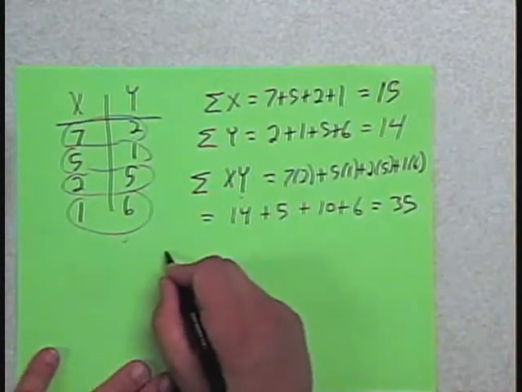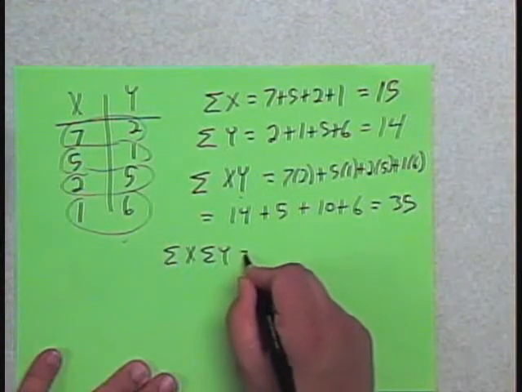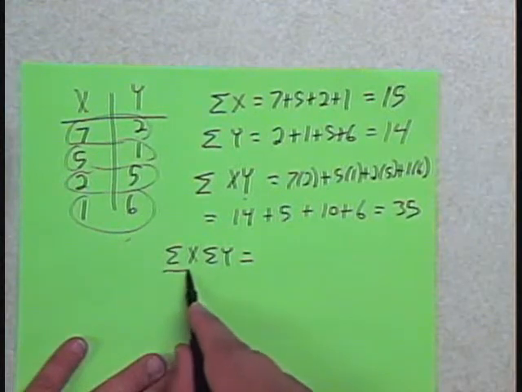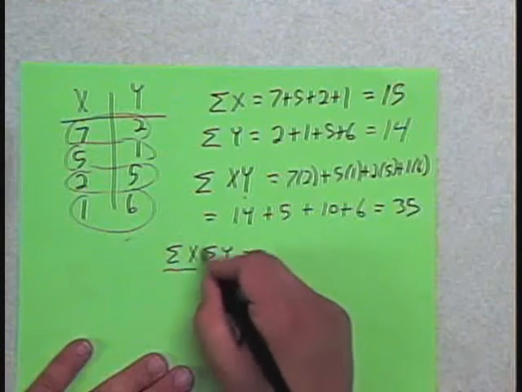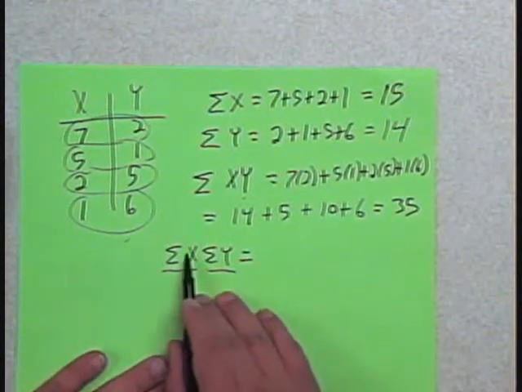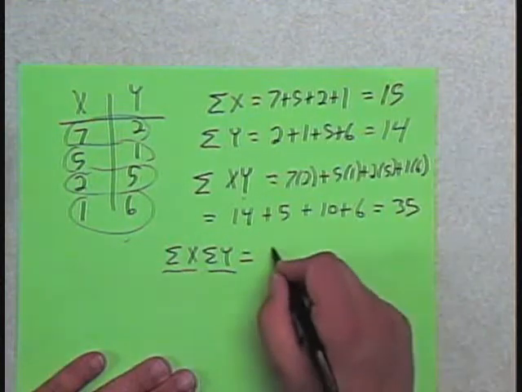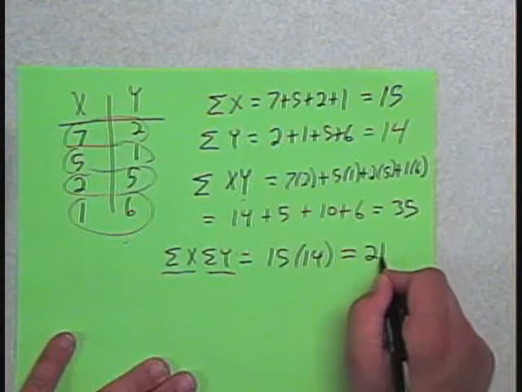And then one other one is you could get the sum of x times the sum of y. And what this means is take these two sums and multiply them together. You could have parentheses around there, but we just know if this is the sum of x and then the sum of y, I'm multiplying the two sums together. And I would get 210.